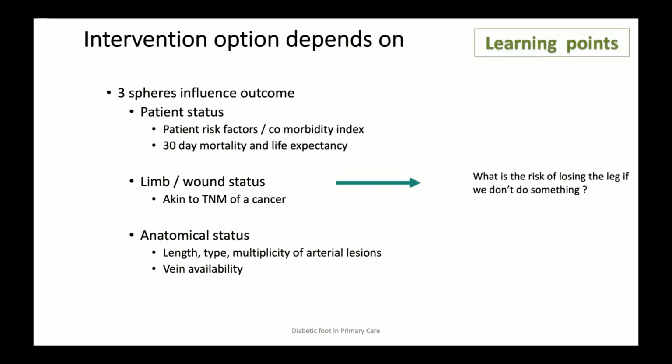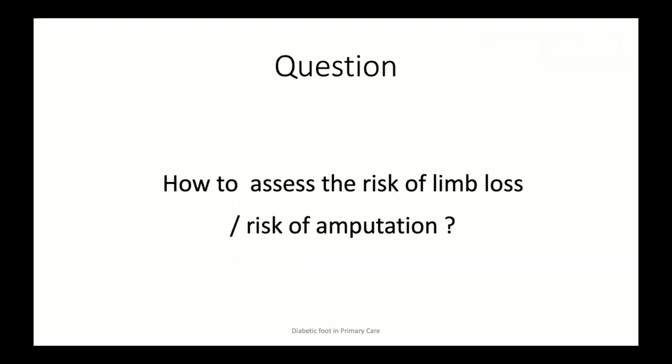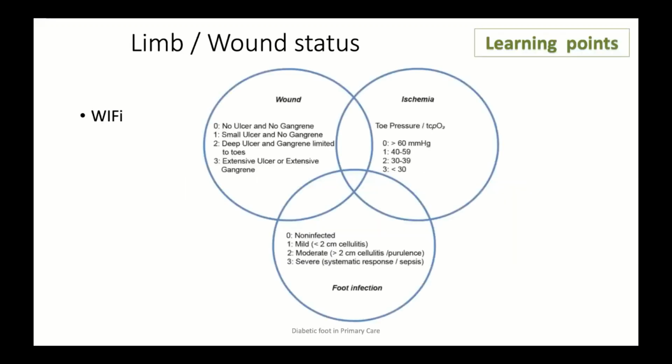When it comes to the limb, that's something that's going to be difficult to assess. What we want to know is, what is the risk of losing this leg if we don't do something? Should we take the risk and accept the morbidities involved and embark on a revascularization procedure? So how do we do that? How do we say that this is the risk of limb loss? What is the risk of amputation? If we don't do anything and just manage with wound care, is this patient going to lose the leg or not? That's a very important question to answer. And that is how the WIfI score comes into place.